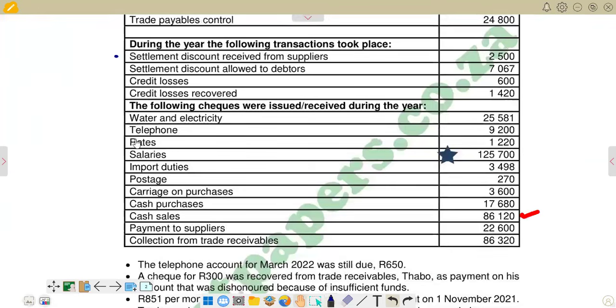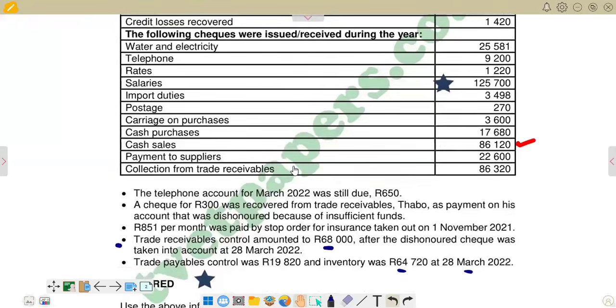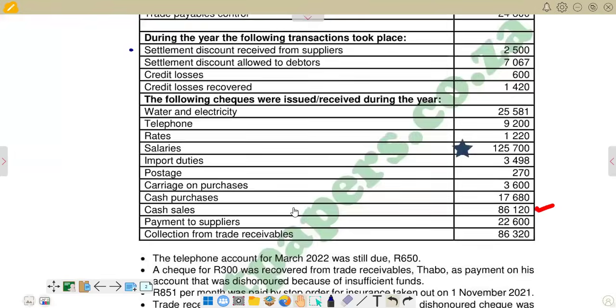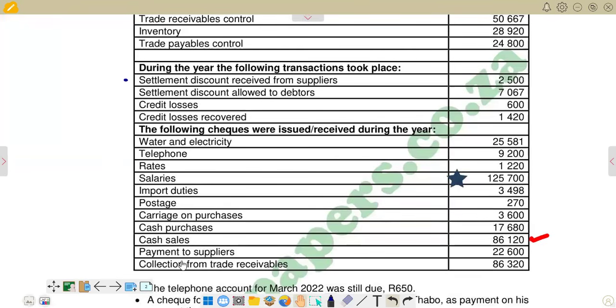So we're going to start here where we have got water and electricity, we have 25,581. Then we go to additional information to check if you've got anything to do with water and electricity. But if you go there, you'd see that there's nothing affecting water and electricity. So we take as it is 25,581 and put it in the profit or loss on the debit side.